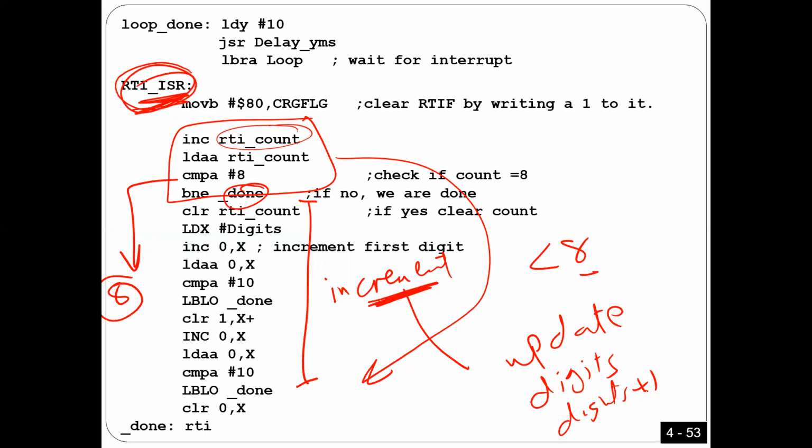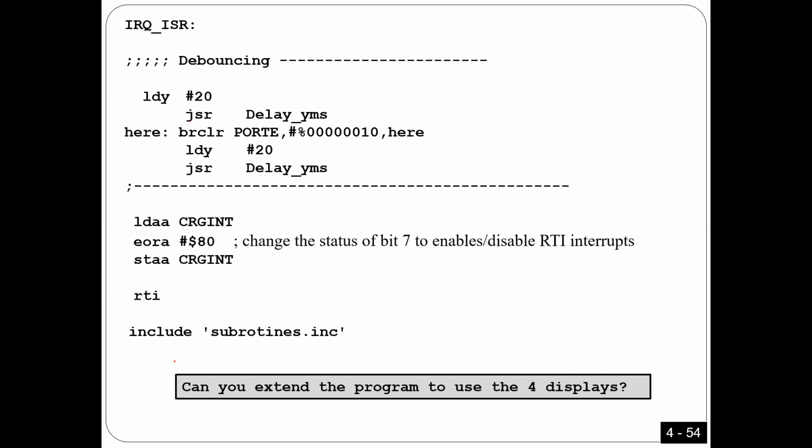I'm gonna move it to RTI because I want to do this increment every 1 second by RTI. This is exactly the same code I explained before. Okay, guys? And now for IRQ, I'm gonna write code to enable or disable RTI interrupts. Interesting, guys. Any question? So now I have 3 different tasks: the main program, RTI, and IRQ.